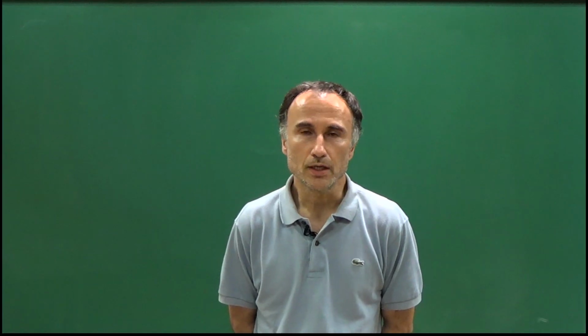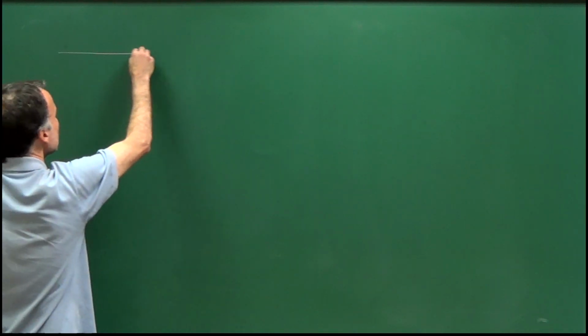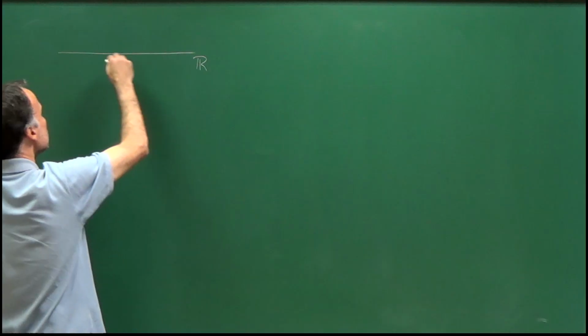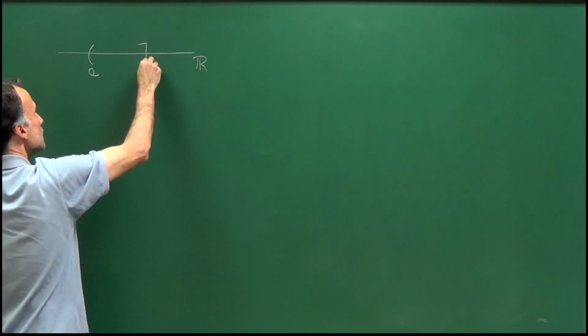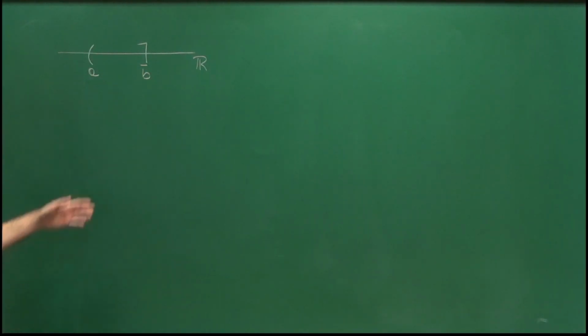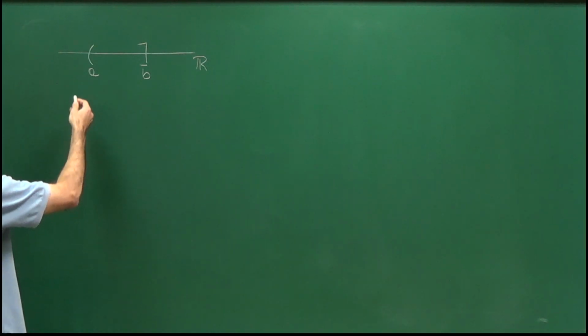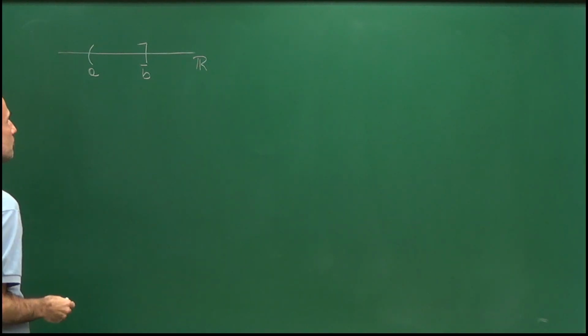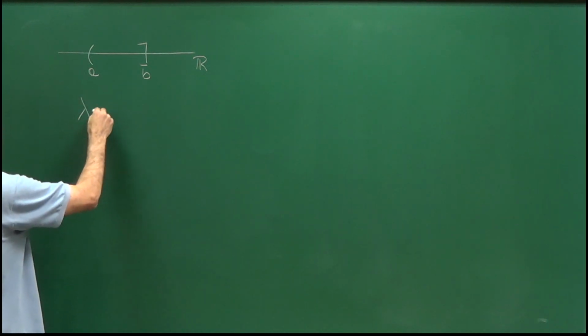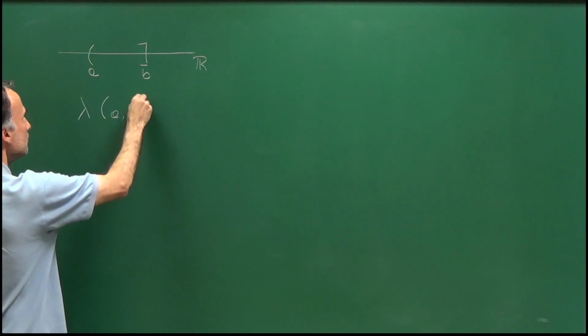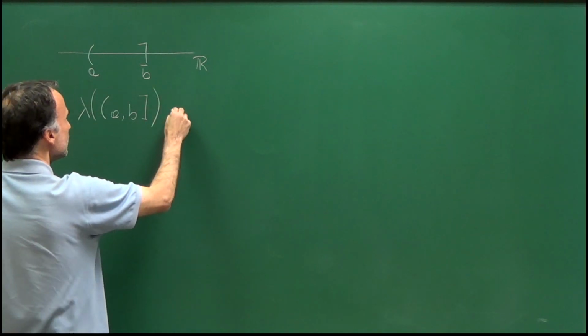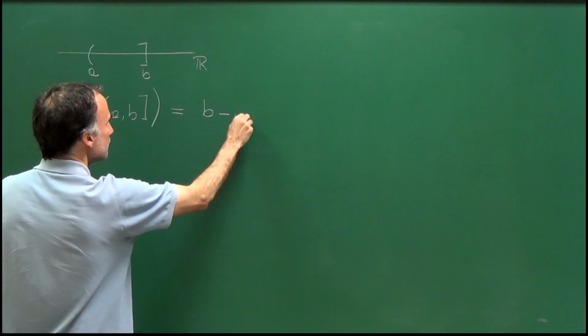Hello, so today I will try to explain what will be the goal of these lectures. As you probably expect, if you have in R an interval AB, let's say open at A and closed at B, you know that the length of this interval AB, which I will represent by lambda of AB, is given by B minus A.